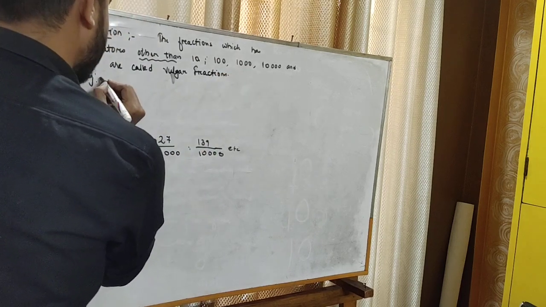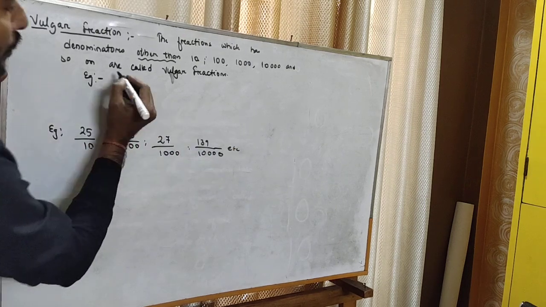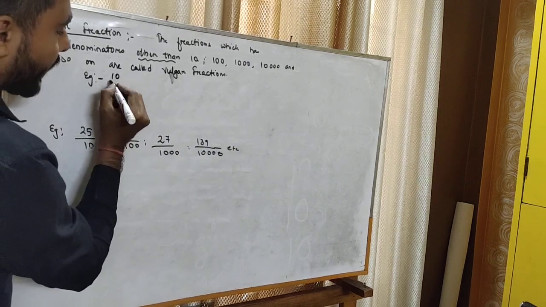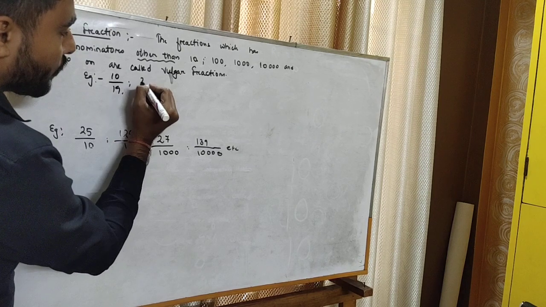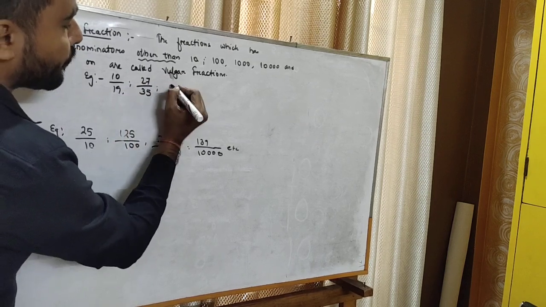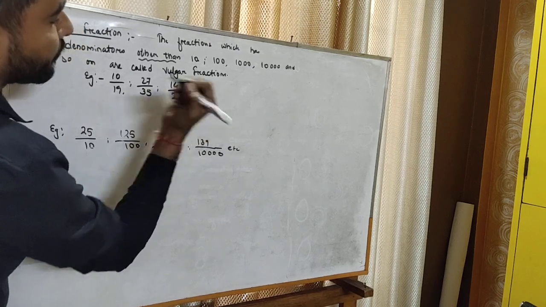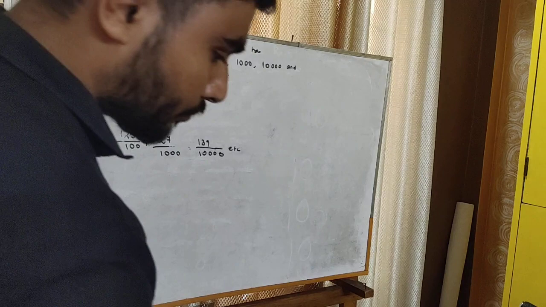So the example is very easy. I can write any example with a denominator other than these. So I can write 10 by 19, 27 by 35, 14 by 21 and so on. Okay.